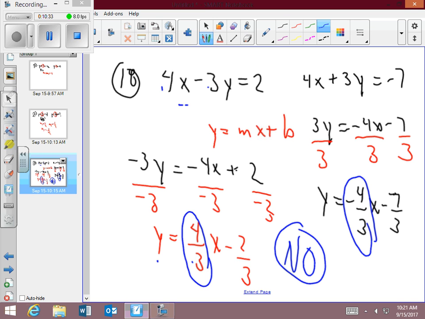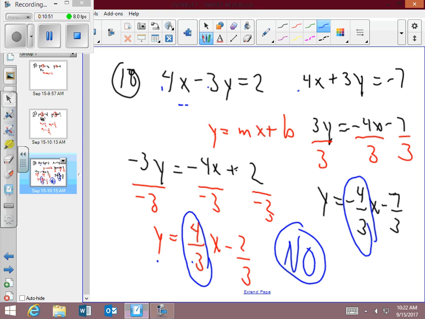Now, take a look at this. Notice the numerator is the numerical coefficient of the 4. And the denominator is the numerical coefficient of the 3. And what do you do to find the slope? Change the sign.